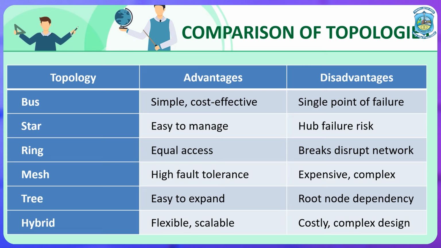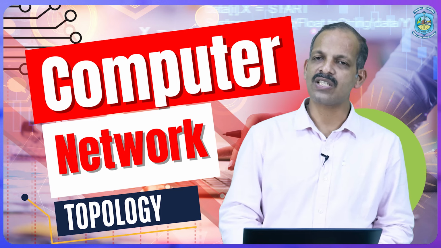Then mesh topology is highly fault tolerant, that means whatever issues there are, you can communicate with other systems because there are multiple paths, but it is a very expensive and complex method to implement. When we talk about tree, it is easy to expand, but always depending on the root node is a disadvantage. Then in the case of hybrid, it is a flexible and scalable topology, but implementing it is a very complex task. So, these are the comparisons between these topologies.